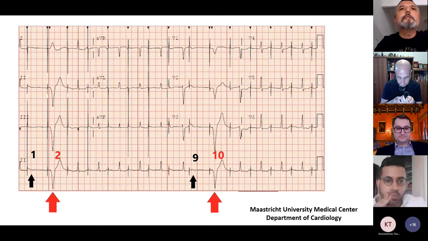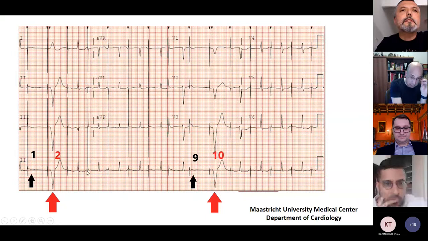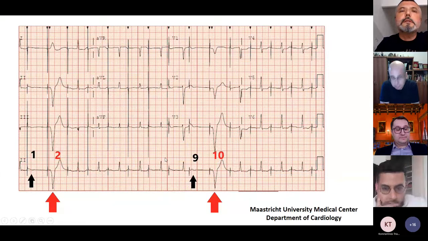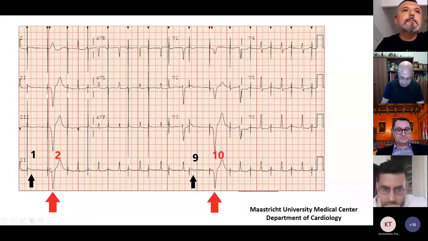This is the ECG. You can see here atrial paced ventricular sensed rhythm with a very long PR interval that gradually increases. But after the first and ninth beat, there is no QRS after the atrial event. And in the next beats, the second and tenth beat, you can see ventricular capture 80 milliseconds after the atrial spike.